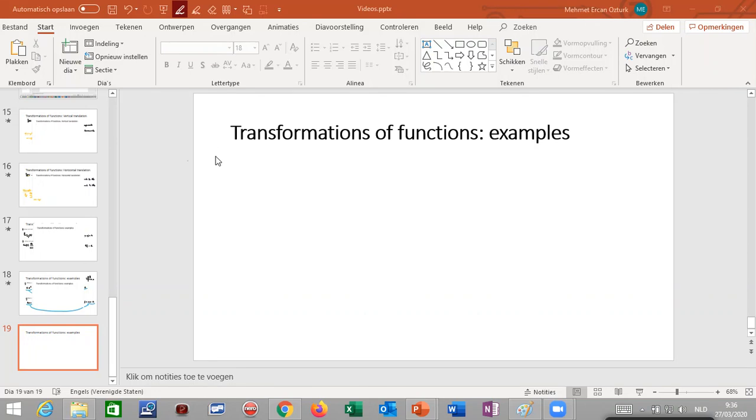Let's take an example again. We know the graph of x squared, but let's say we are interested in the graph of (2x) squared. We know the graph of x squared, so it will be interesting if we can start from the graph of x squared and describe how we can get (2x) squared.